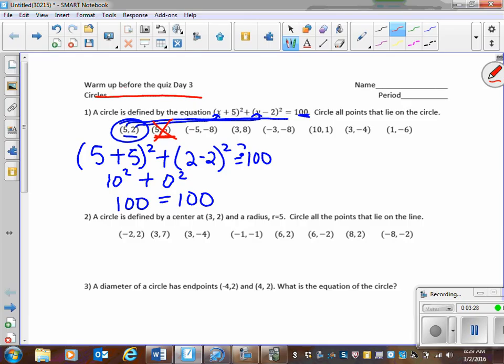Just to give you a hint, altogether you should come up with 5 points that are going to be on the circle. The other method we're going to do is, if you actually graph it, would that help you to see, would that be another option? So let me pull up my graph and I'll show you how we can do it that way.